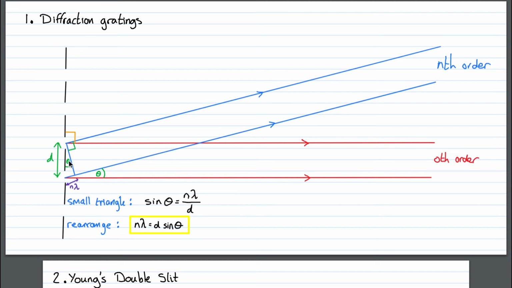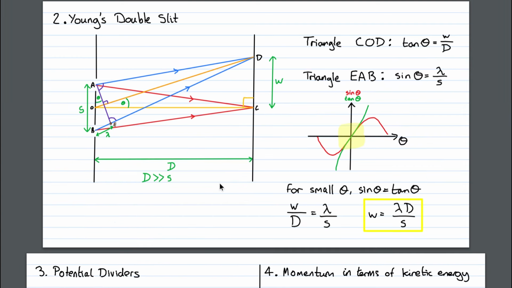So theta there is the same as theta there. And this is a right angle between the blue lines down here, which means we can use sine of theta equals the opposite, that's n lambda, divided by the hypotenuse, which is d. Rearrange it and you get that equation there. Now, Young's double slit is a little bit more involved.